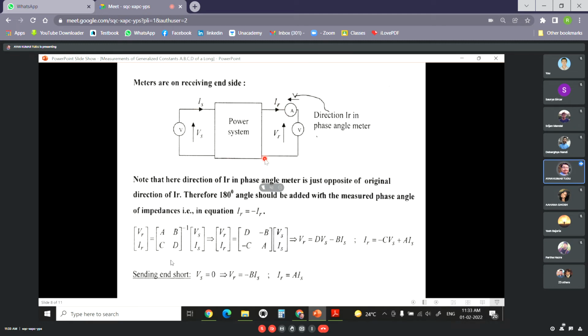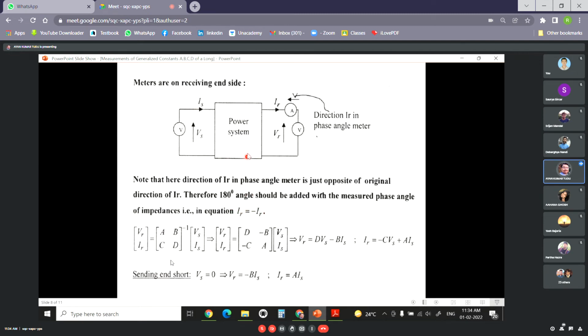Rather, the phase angle meter should have measured that the current is flowing into the network. Okay, and this is the other part. Note here the direction of IR in the phase angle meter is just opposite of the original direction of IR. Therefore, a 180-degree angle should be added with the measured phase angle of impedances. That is, IR should actually be equal to minus IR.